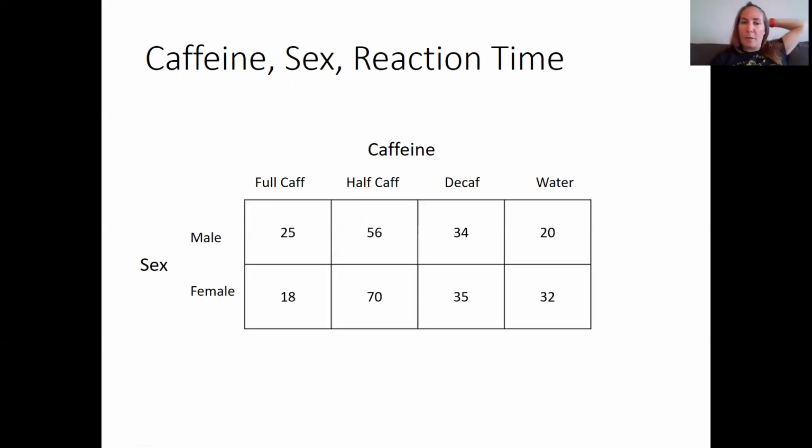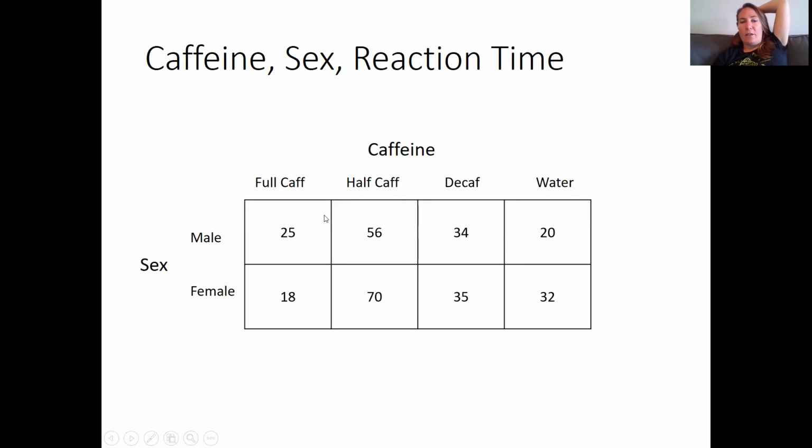Actually, let me back up. Okay, so here's your factorial matrix. Do you remember when we had the factorial matrix? Okay, so this one we're going to think about our caffeine and reaction time example that we've been doing. So here we have a factorial design. This is a 4x2 design, and here we did our factorial matrix.